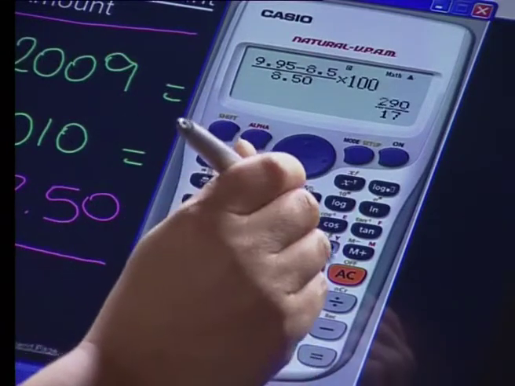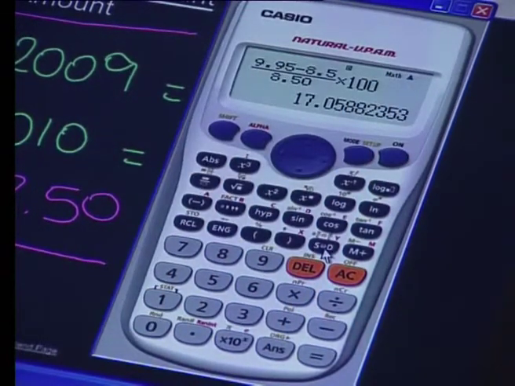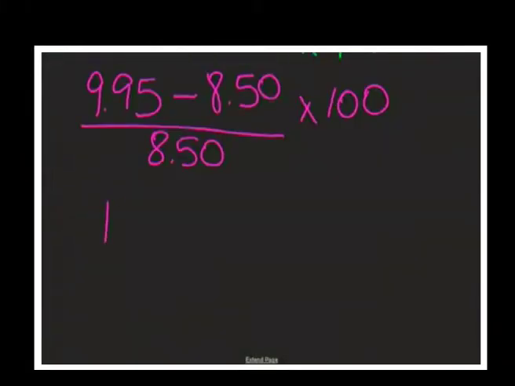And I get an answer of 17.06%. So let's write that in here. My answer is 17.06%. That is the amount that bread increased from 2009 to 2010 with these fictitious made-up numbers.